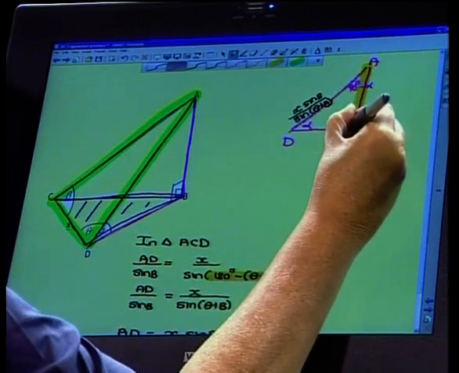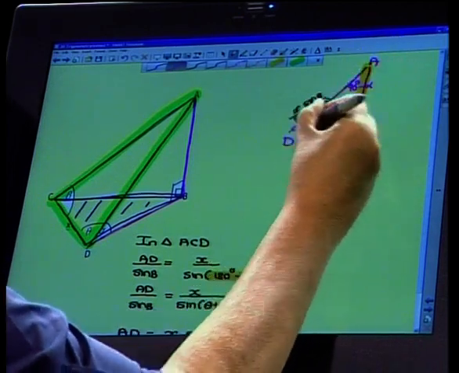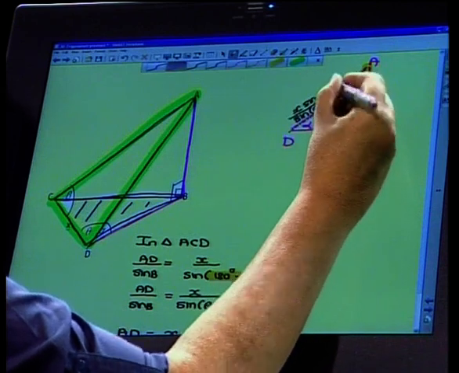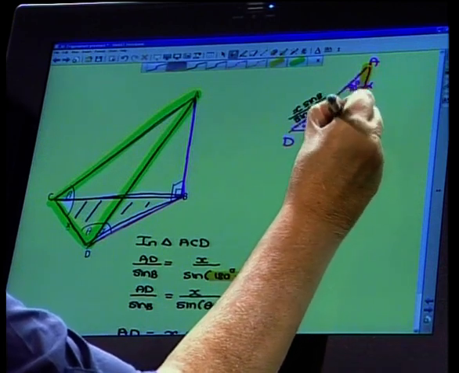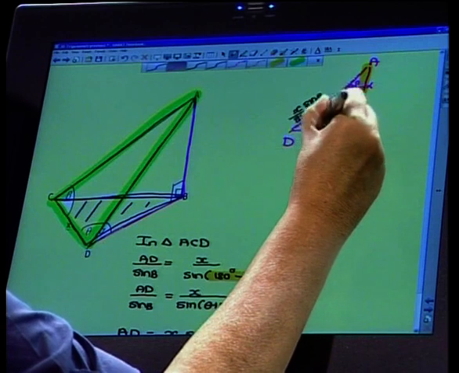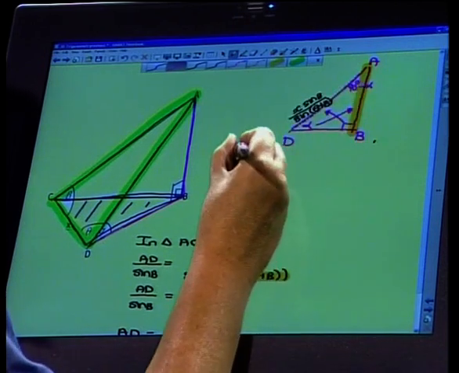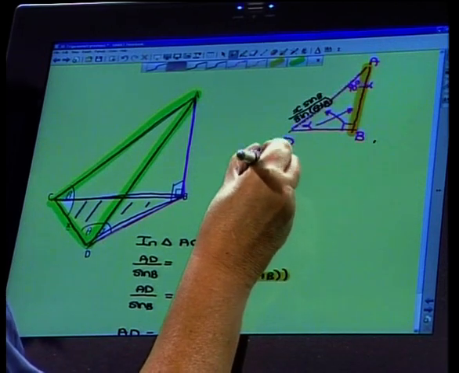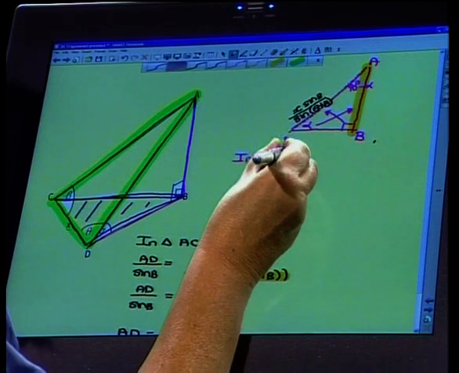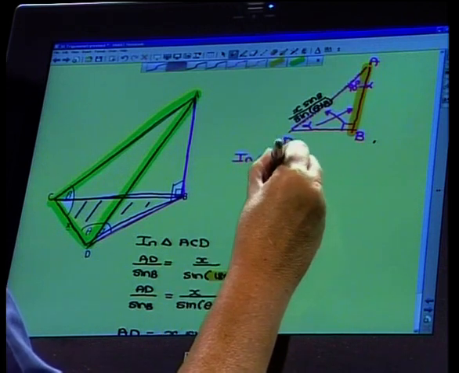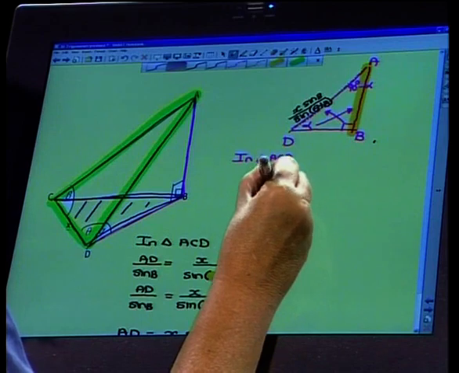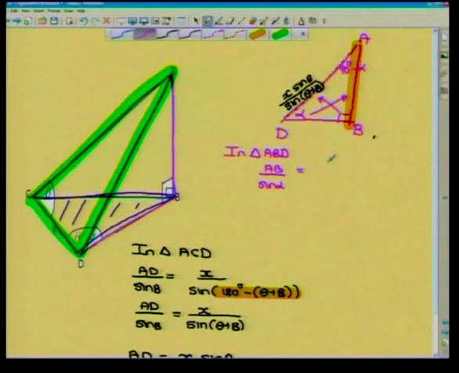And if we're looking for AB, we can do it now because we've got 3 angles and a side. Now remember what I said to you, it's important we have pairs. Well, there's a pair and there's a pair. So we can say in triangle ABD, AB over sine alpha equals this length, which I'm going to leave as AD for now, over sine 90.